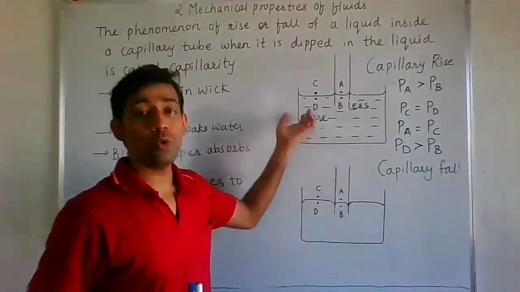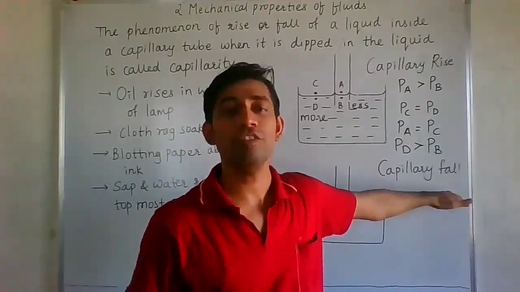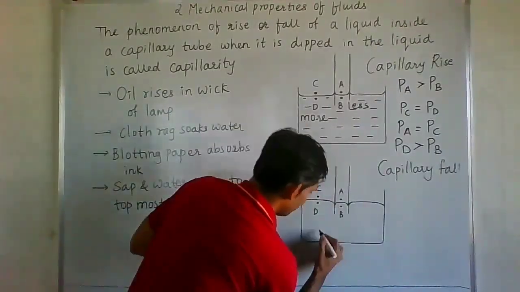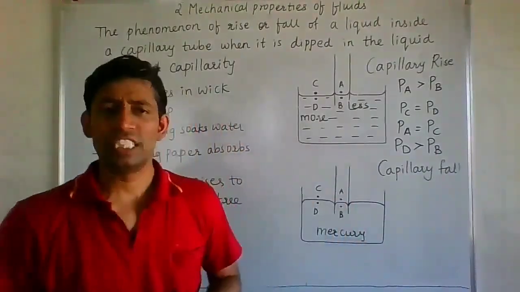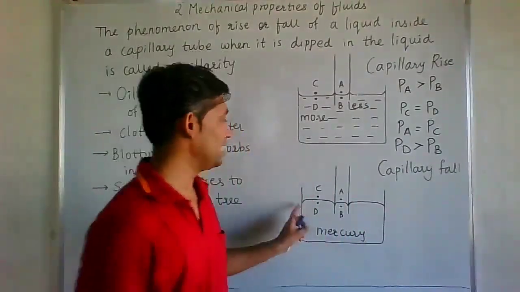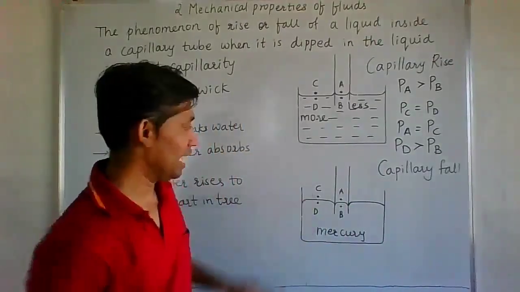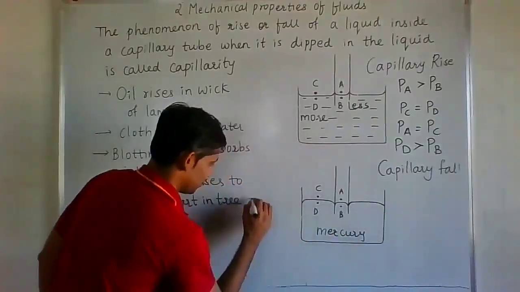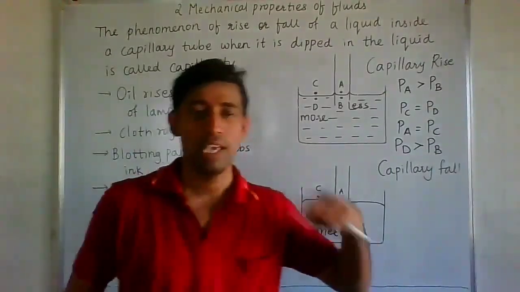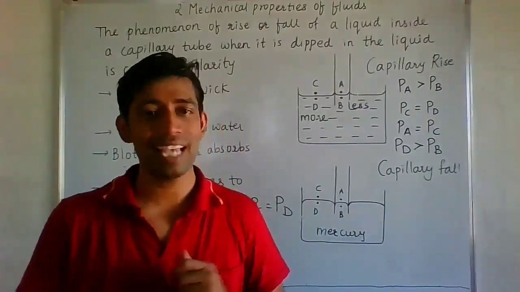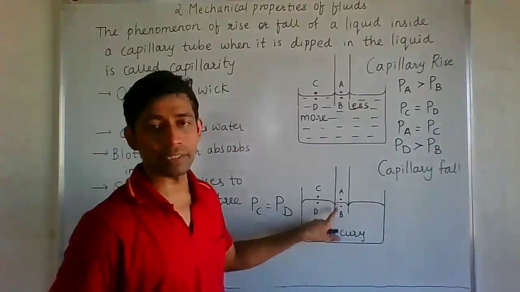Okay, now let's move on to the next part, capillary fall. In case of mercury, this liquid we are considering is mercury. Same logic, just the meniscus has changed. Clear? This is a plane surface, so I can again write PC is equal to PD. It's a plane surface. Inside point as well as outside point has same pressure. Clear with this? Observe this part.